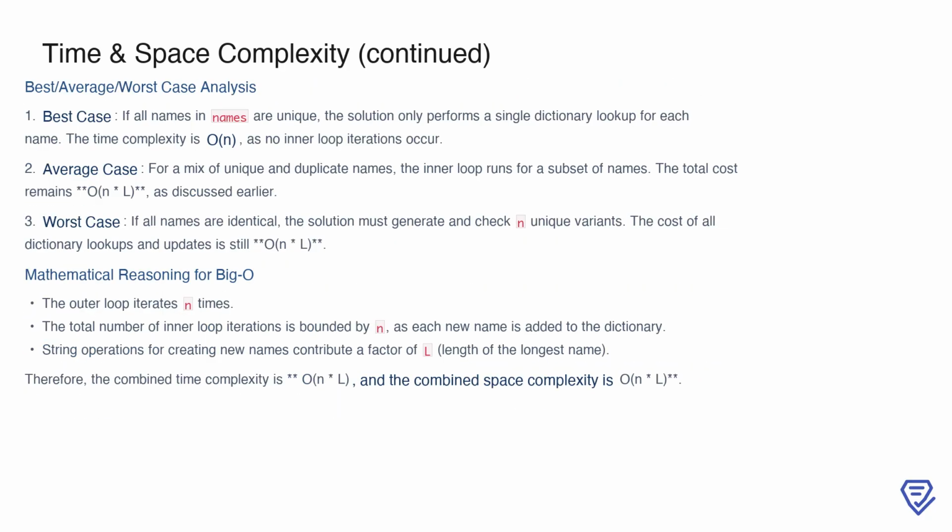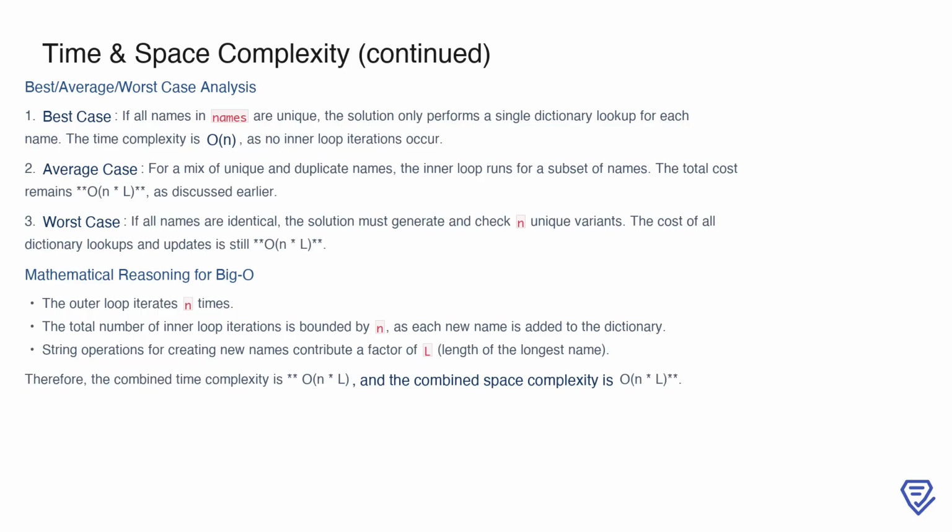Now, let's analyze the best, average, and worst cases for this solution. In the best case, all names in the input list names are already unique. Here, the solution only performs a single dictionary lookup for each name, resulting in a time complexity of O(n), as there are no inner loop iterations.